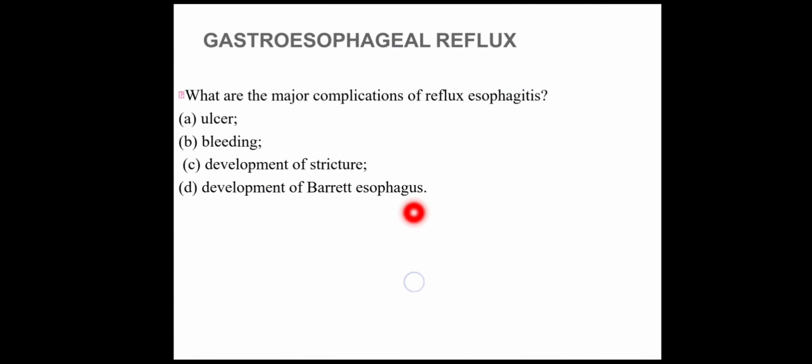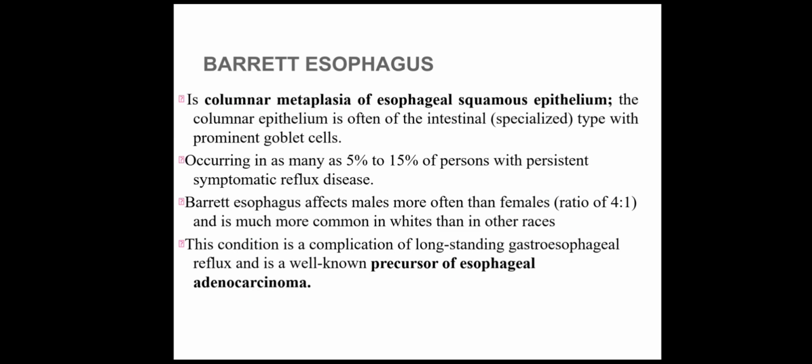What are the major complications of reflux esophagitis then? It is ulcer, bleeding, stricture formation and development of Barrett esophagus. So what is Barrett esophagus? This is columnar metaplasia of the esophageal squamous epithelium. The mucosa of the esophagus is lined by squamous epithelium. So when it converts into columnar epithelium, it is called Barrett's esophagus.